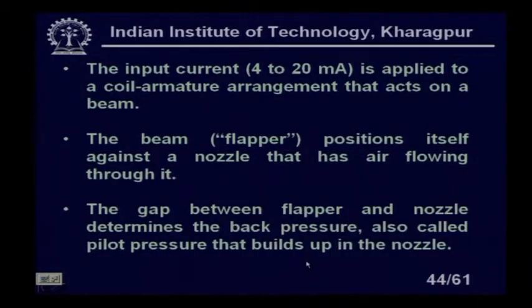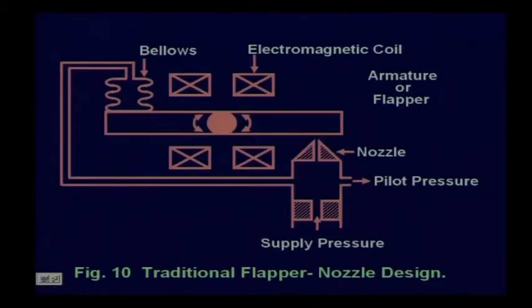The gap between the flapper and nozzle determines the back pressure, also called the pilot pressure, that builds up in the nozzle, right. You see the reason for the feedback, because it is working like a spring. Because I have a supply pressure, if it comes very close to this one, this will increase the back pressure, because the pilot pressure and this pressure are the same. So, this will increase the pressure in the bellows. So, it will restrict the nozzle from coming very close, because it will work as a spring there, right. That is the reason we have used a bellows here also.